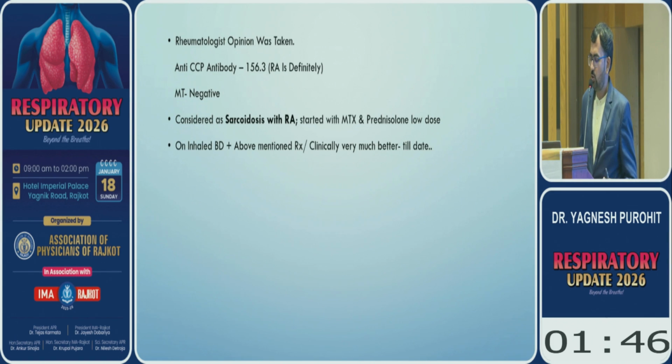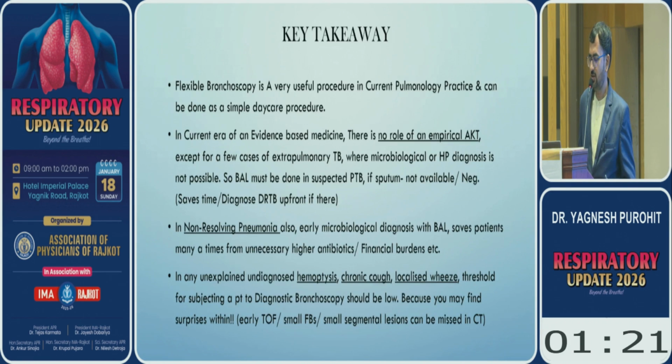In this case, rheumatologist opinion was taken, anti-CCP was strongly positive, so RA was definitely there. Mantoux test was negative, so it was considered as sarcoidosis with RA and he was started on methotrexate, prednisolone, plus inhaled bronchodilators in view of the PFT findings. Just had a follow-up a few days back. He is doing extremely fine, and to our surprise, his ptosis symptoms also improved around 30 to 40%.